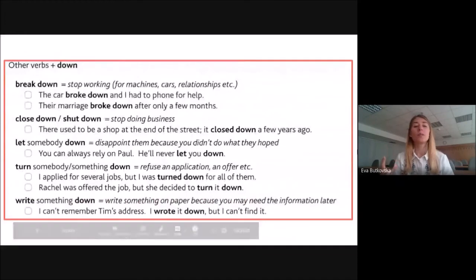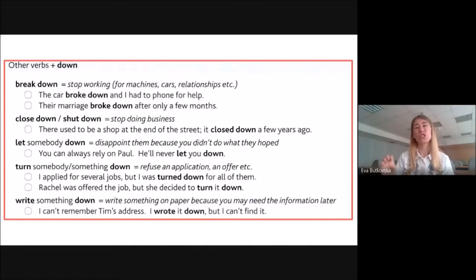So really, other verbs with the preposition down. Before, we talked about down as getting less or destroyed, but there are more than these phrasal verbs. So for example, break down. Like I said in the introduction, the first meaning of break down is to stop working, let's say machines, cars, and as well relationships. So the car broke down and I had to phone for help. So the car stopped working, or their marriage broke down after only a few months. Break down, to stop working, the relationship.